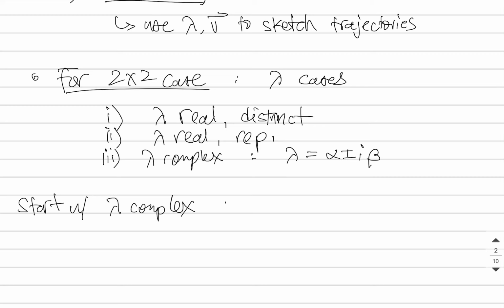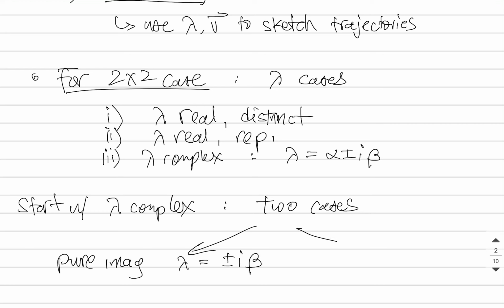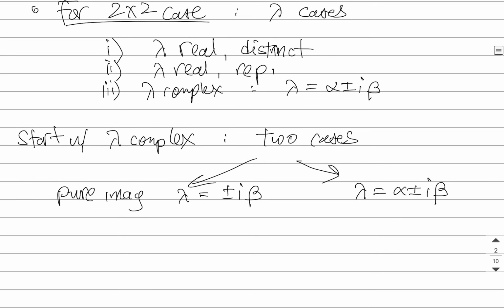So if we start with lambda as complex, there are really two cases here. The pure imaginary case, where lambda is plus or minus i beta, versus the full complex, where alpha plus i beta exists. Now this alpha is the real part of the eigenvalue, and that's important.